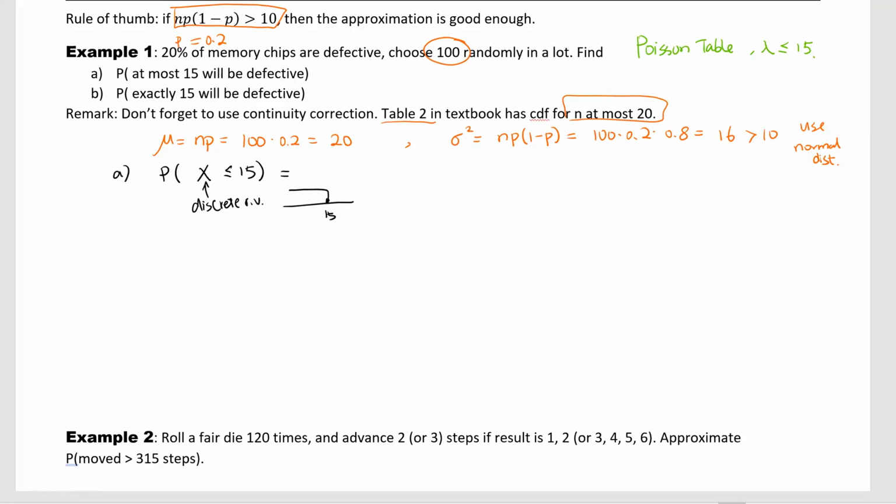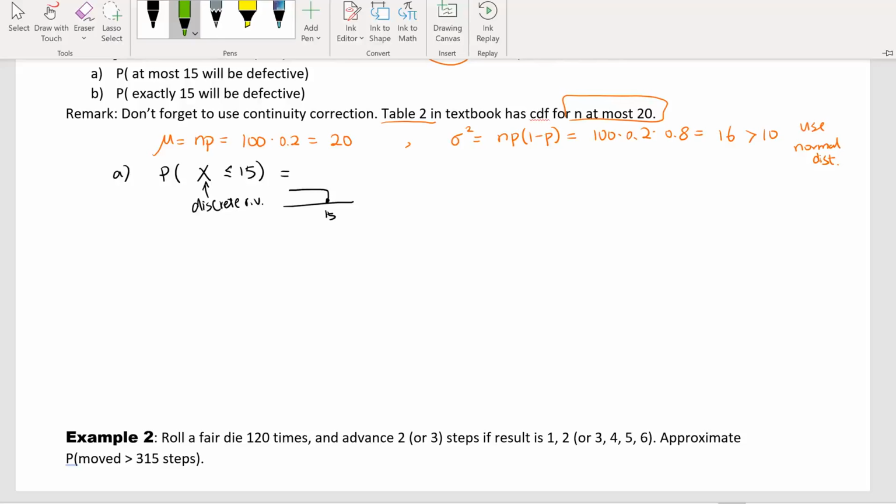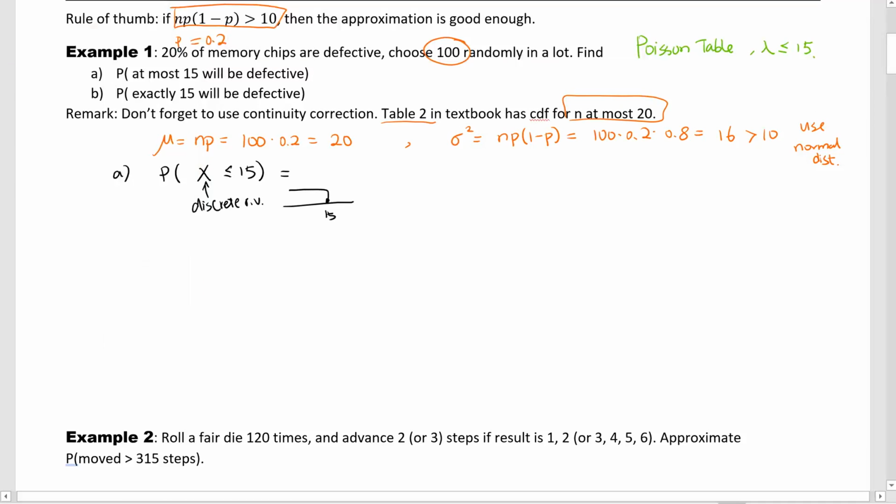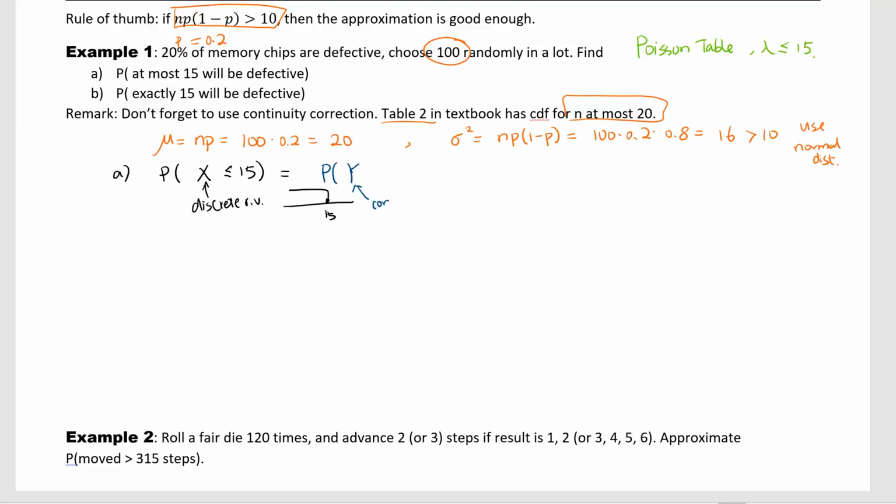When you want to use a normal random variable to approximate it, let's say that is y. Y is the normal random variable, which is continuous. So you want to have less than or equal to 15, so you want to include 15. So this is 15.5. Okay, and you want to count all of those. So y is less than or equal to 15.5. Okay, so this is a continuity correction.